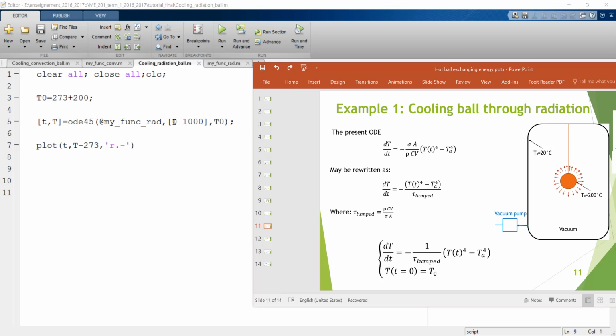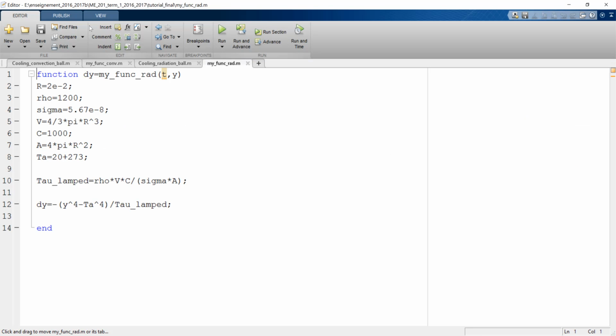If we write something like this, between 0 and 1000, we give the solver the possibility to choose the time step itself, and we can force it by adding h here, the time step h. At the end, after calculating, we plot, but I subtract 273 here to be in Celsius. So let's take a look at my function radiation. This function is like this: dy is my function radiation of t and y.